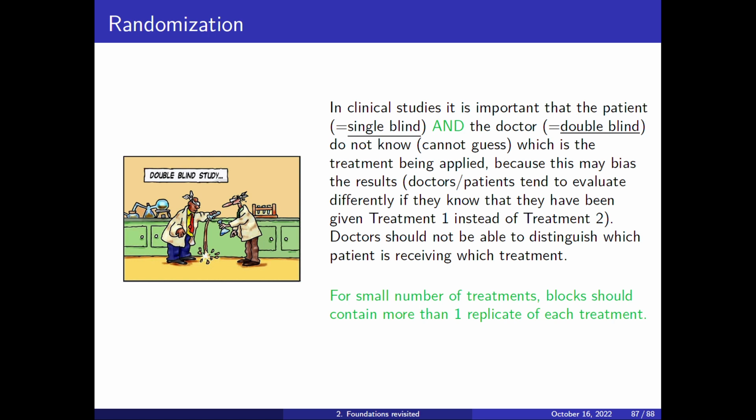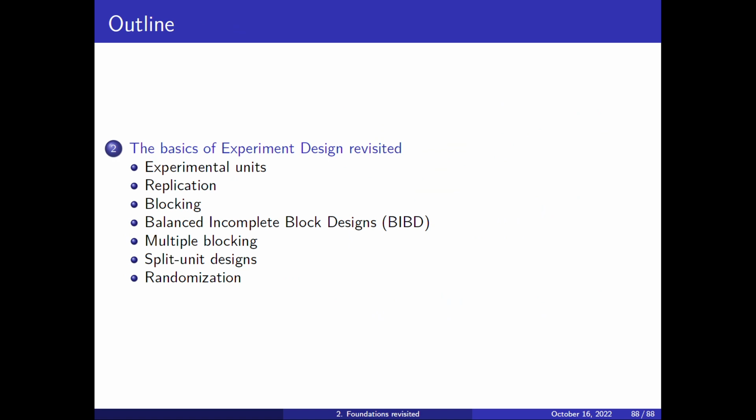When the doctor is blind, the doctor should not be able to distinguish which patient is receiving which treatment, because otherwise he will inadvertently behave differently. And for a small number of treatments, blocks should contain more than one replicate for each treatment, because otherwise we don't have enough power. So this would be all for the randomization and for the lecture.